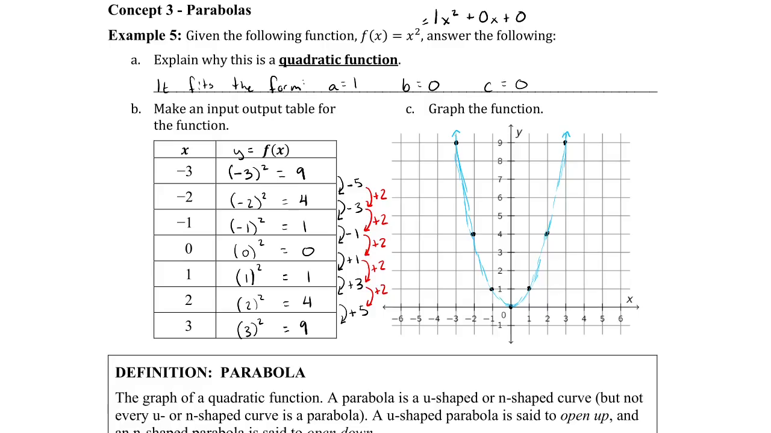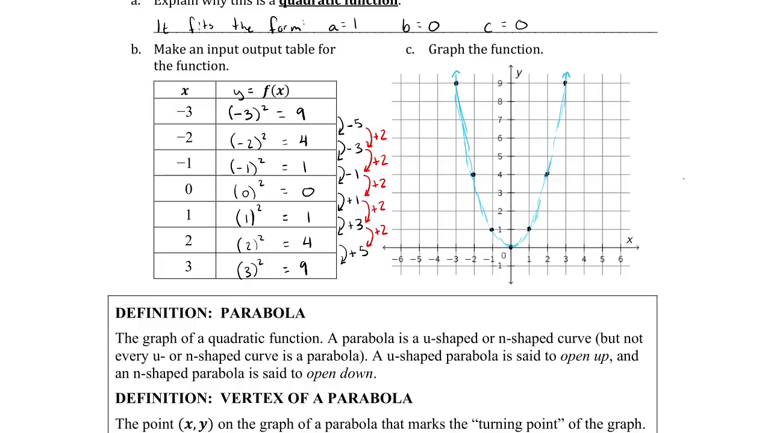Now, a parabola is a specific geometric shape. Not every U-shaped curve is a parabola. Every U-shaped curve we're going to get in this class is a parabola. But there are plenty of graphs that are U-shaped that are not parabolas. It's a parabola if it comes from a quadratic function. And so that's how we're going to recognize that these are, in fact, parabolas here.